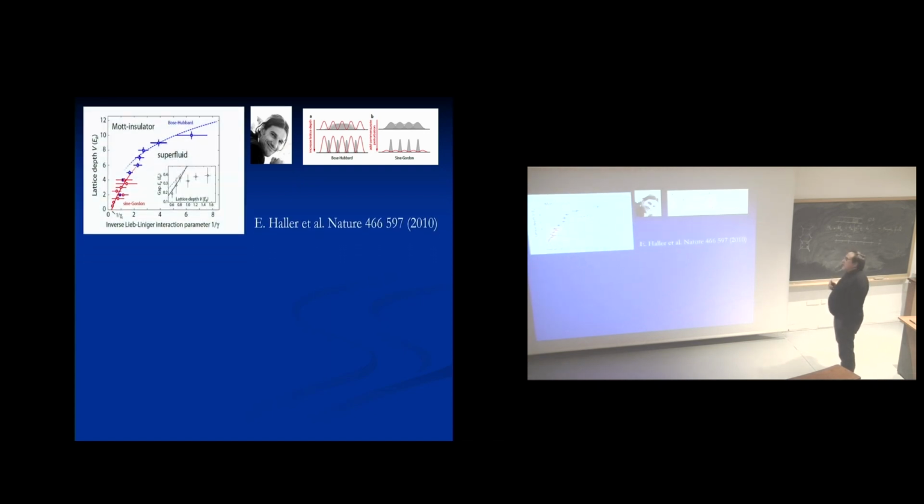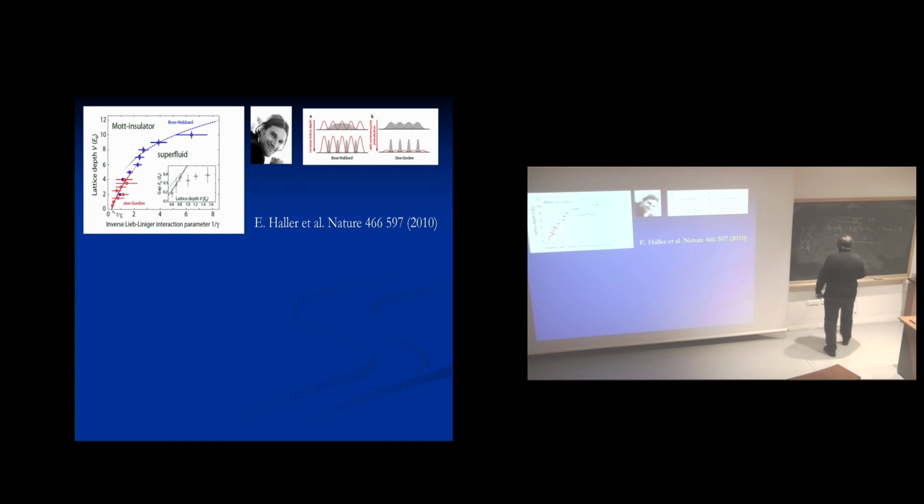Now you could say, can one check this? Well, the answer is yes. These are experiments that were done in the group of Hanns-Christoph Nägerl in Innsbruck. What he did, he took a gas of bosons, and he put a very small periodic potential, and he increased the periodic potential, and he increased the repulsion between the bosons. So this is the lattice depth, the height of the periodic potential, and this parameter here is the strength of the interaction. This is free bosons, let's say, and this is infinitely repulsive bosons.